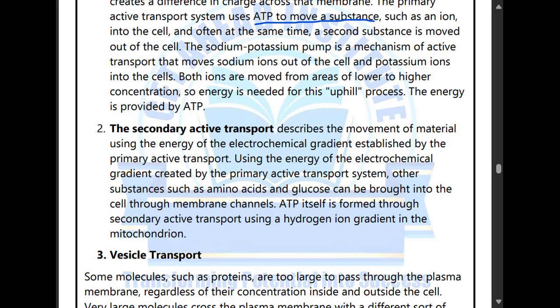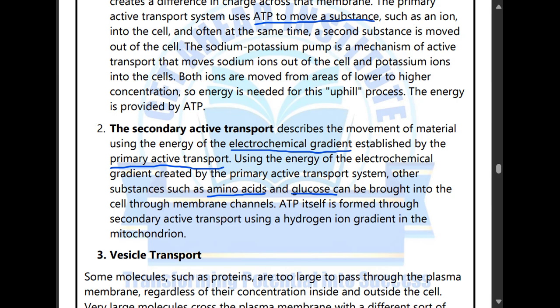Then we also have the secondary active transport. Under secondary active transport, this one describes the movement of materials using the energy of the electrochemical gradient. This electrochemical gradient was established by primary active transport. Are we together? So by using this energy, which was created by primary active transport, other substances such as amino acids, glucose, among others, can be brought into the cell through membrane channels.